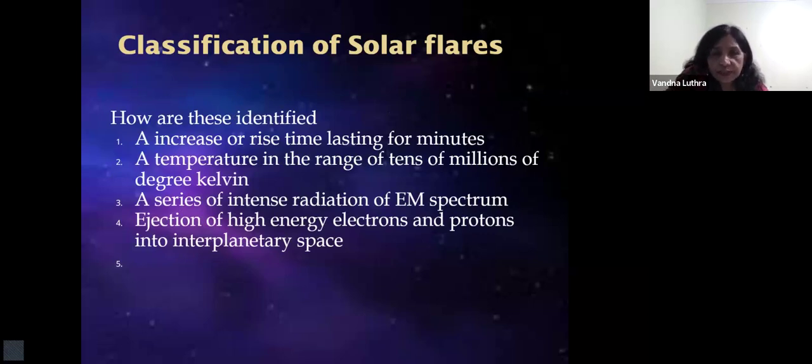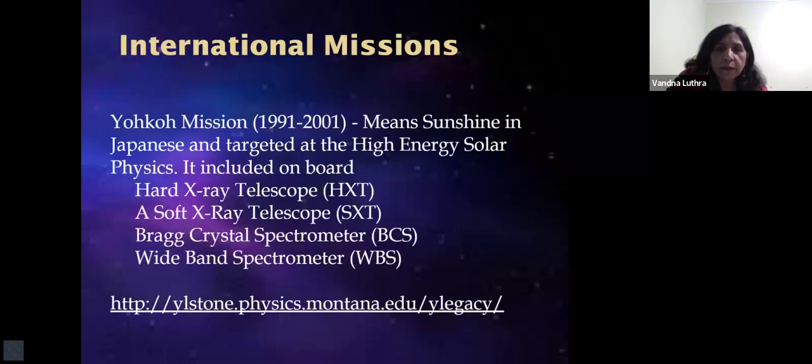There can be a series of intense radiation of the EM spectrum and ejection of high energy electrons and protons in the interplanetary space. When we are talking about the international missions which are there to measure the solar flares, there is one mission from 1991 to 2001 that I would like to mention, called the Yohkoh mission, which means sunshine in Japanese, and it targeted high energy solar physics.